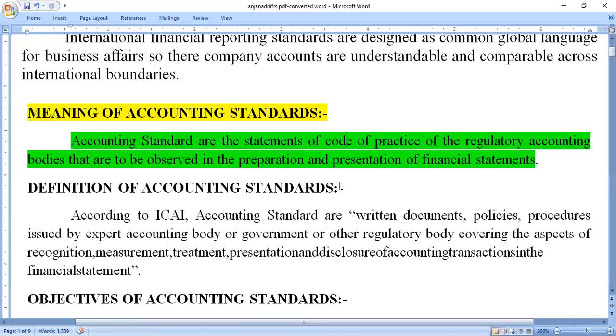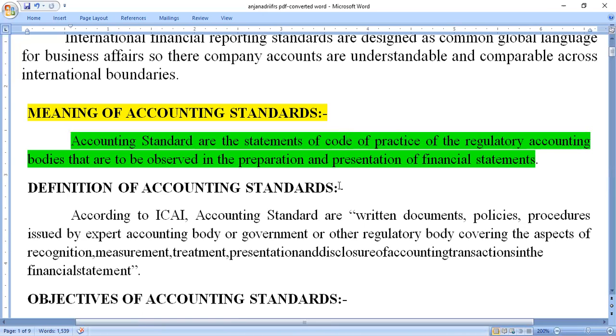First one is the recognition aspect and the second one is measurement. How we are measuring such an item in the books of accounts. For example, valuation of stock, valuation of material, valuation of assets, valuation of liabilities. This is the second aspect we keep in mind. Recognition first, and the second aspect is measurement.